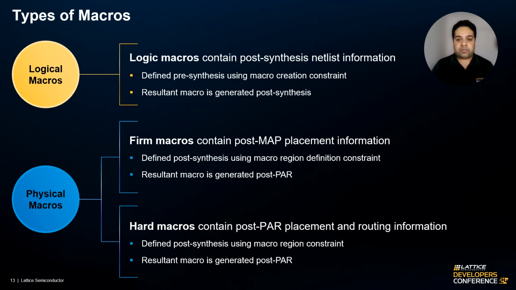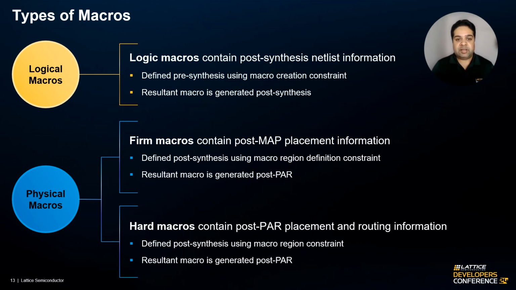The hard macro is the third type of macro. The hard macros contain placement and routing information from the design after the place and route process. These macros are defined after synthesis using a macro region constraint or by using the physical designer. The resultant macro is generated after the par process.